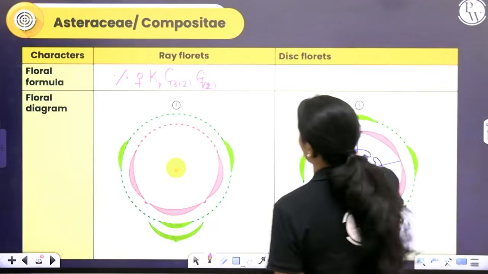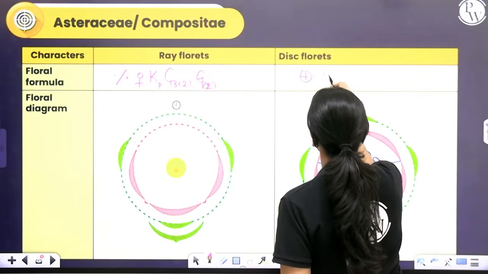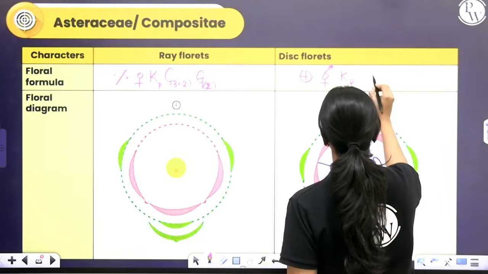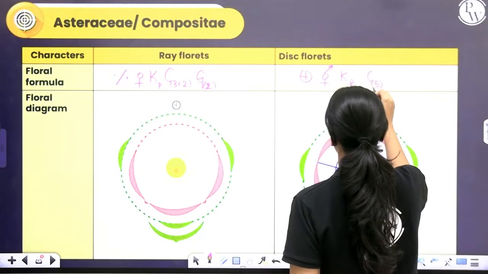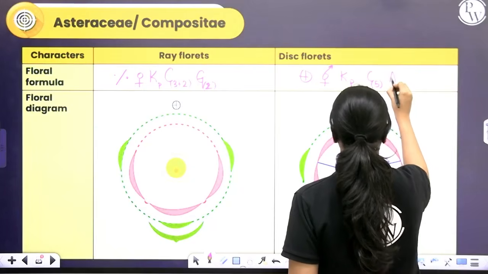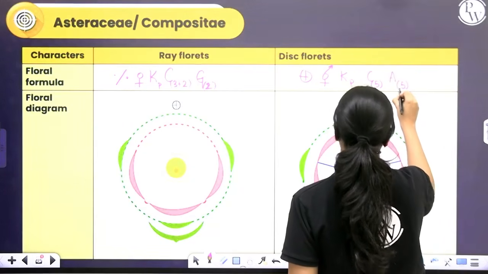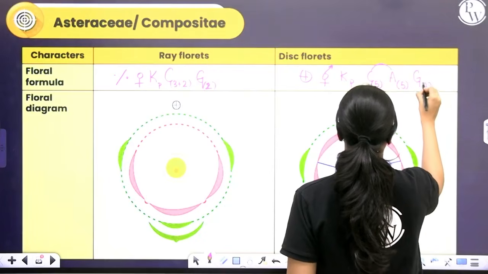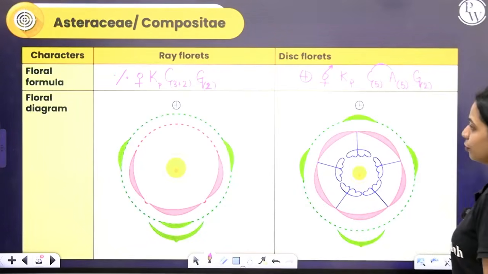Here it is actinomorphic, here it is bisexual, here again calyx is in the form of pappus, here you have corolla, no distinction, 5. Androecium is present, 5 in number, that also shows some fusion, it's also epipetalous. Gynoecium, you have 2 carpels that are fused. So that would be the floral formula of Asteraceae.